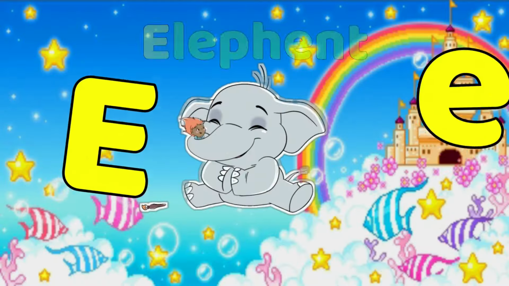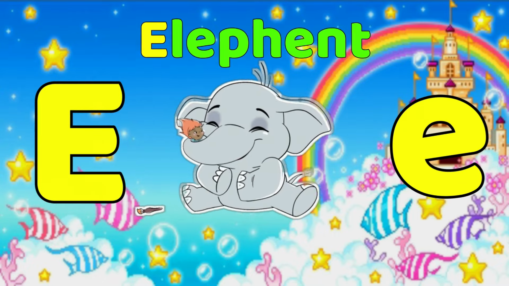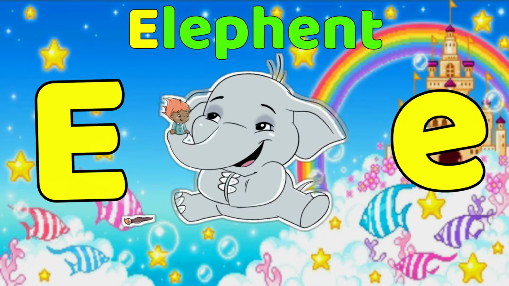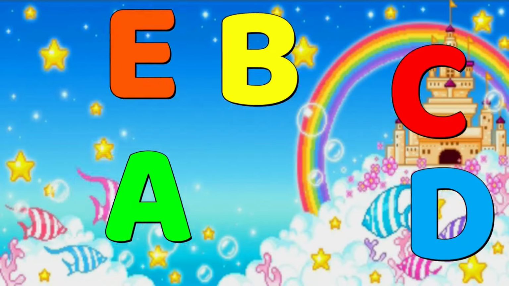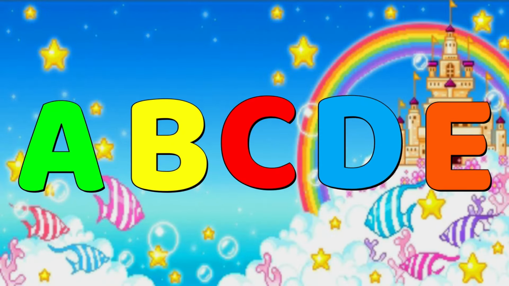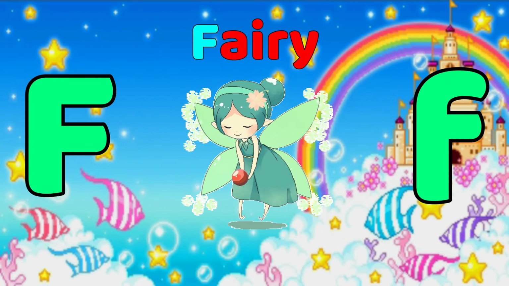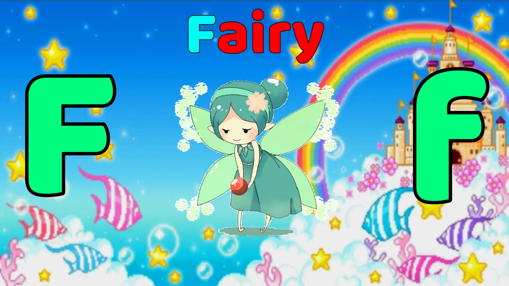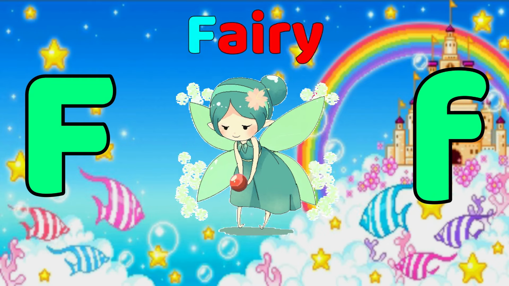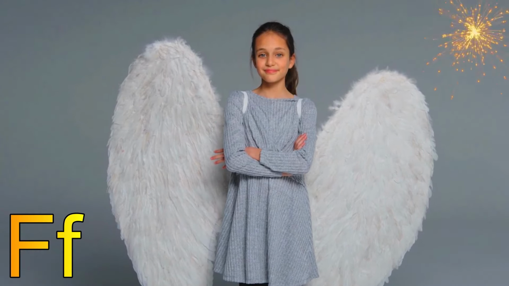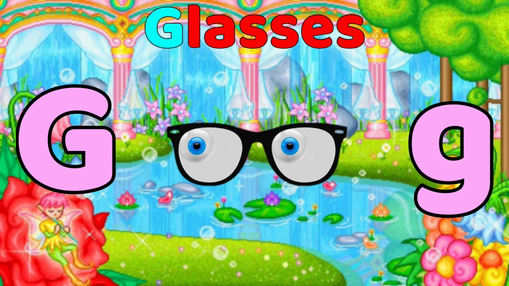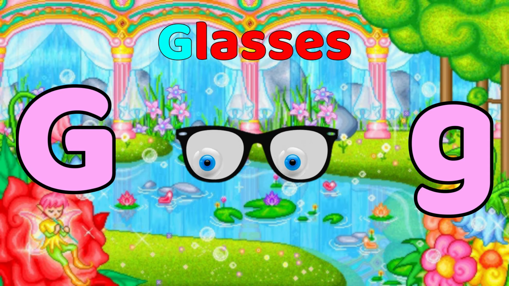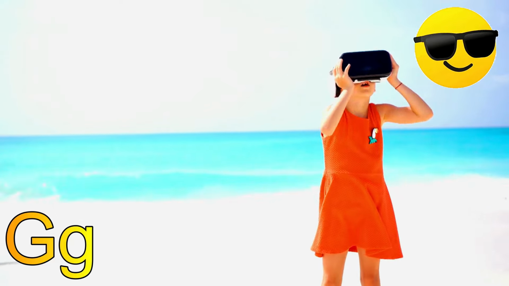E is for elephant, e, e, elephant. F is for fairy, f, fairy. G is for glasses, g, g, glasses.